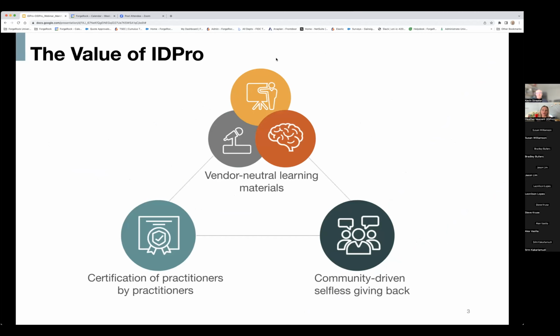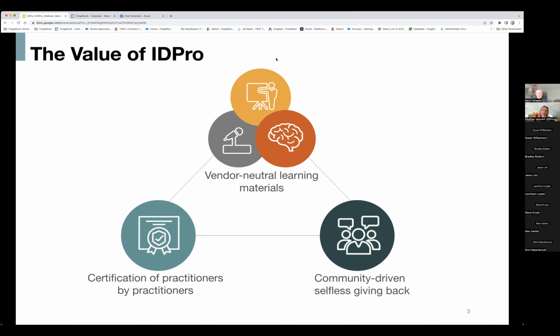At the top, we have our vendor neutral learning materials, which is our body of knowledge. The body of knowledge is, if you think about it, kind of like the book knowledge associated with learning the foundational knowledge needed to be a great identity practitioner. It's vendor neutral, and it is volunteer written by IDPro professionals and IDPro members.